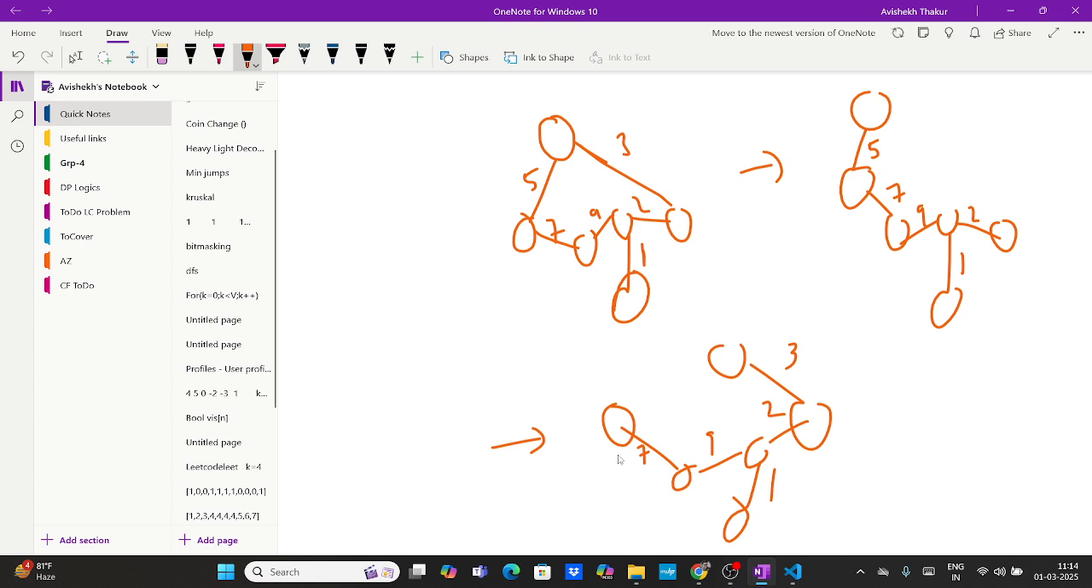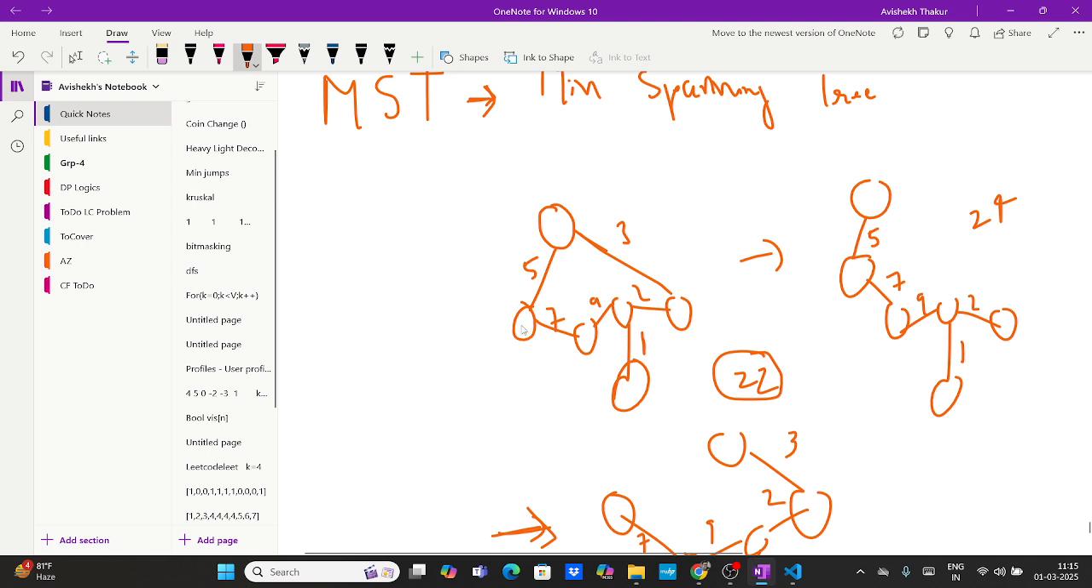3, 5, 6, 13, 22. This has a cost of 14, 21, 23, 24. This has a cost of 24. This has a cost of 22. So this is what you need to come up with. I mean, you need to print 22. Okay. Is the question clear? Minimum spanning tree.